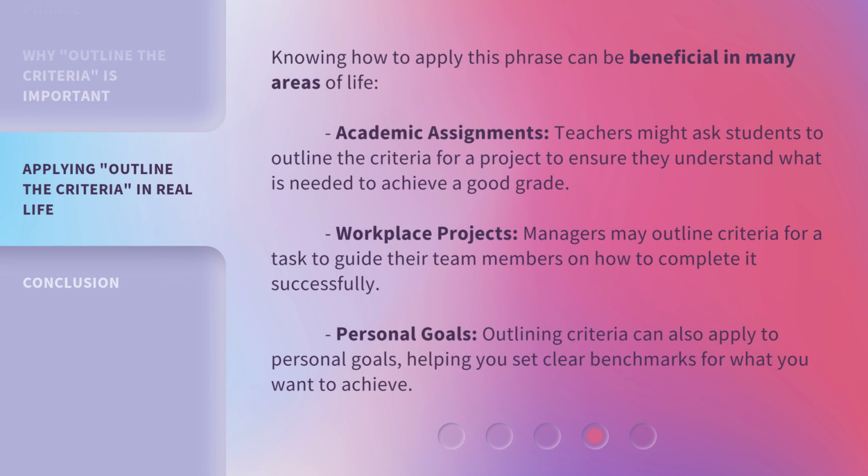Knowing how to apply this phrase can be beneficial in many areas of life. Academic assignments. Teachers might ask students to outline the criteria for a project to ensure they understand what is needed to achieve a good grade. Workplace projects. Managers may outline criteria for a task to guide their team members on how to complete it successfully. Personal goals. Outlining criteria can also apply to personal goals, helping you set clear benchmarks for what you want to achieve.